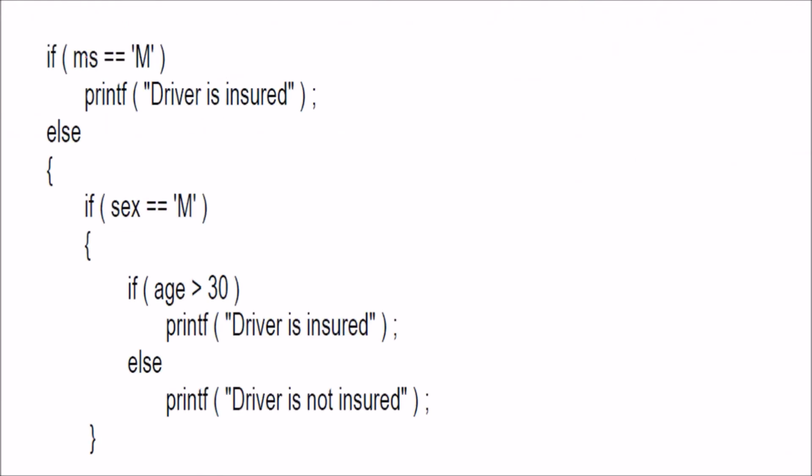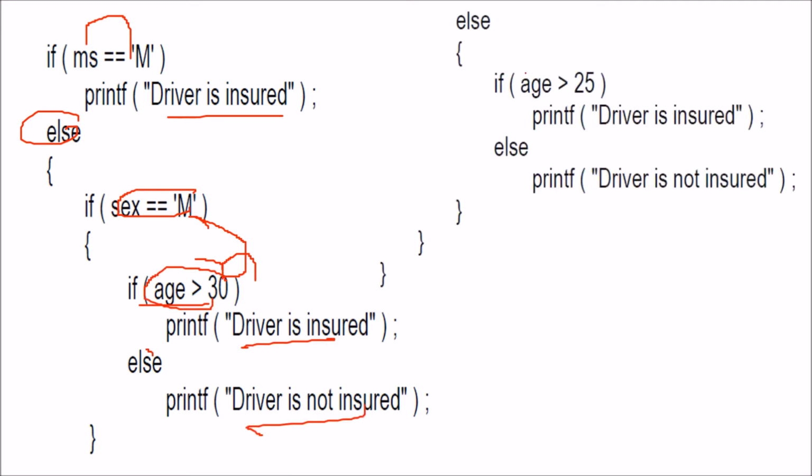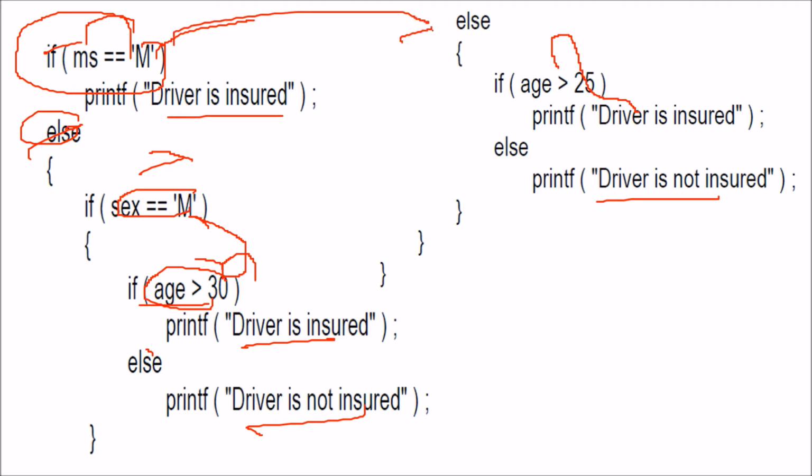Now, if the marital status is married, we say that driver is insured. Otherwise, if sex is male, then we have to check for the age which is greater than 30. If it is greater than 30, he is male and we say driver is insured. If it is not greater than 30, driver is not insured. We can have one more condition, else. If these two conditions fail, we go to else if age is greater than 25, driver is insured. Otherwise, driver is not insured because the sex has to be female, right? So if this condition fails, that means the driver is a female. That is why we come here.